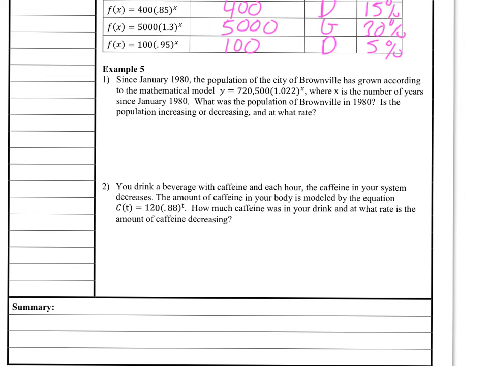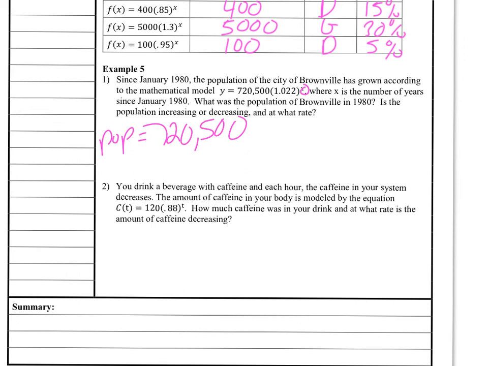So they want to know the population to start. That's when time is 0. There's 0 years since 1980, so we're going to plug in 0. It's pretty straightforward. With a 0 right here, we would end up with 720,500 is the population in 1980.